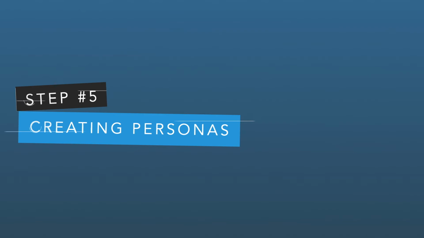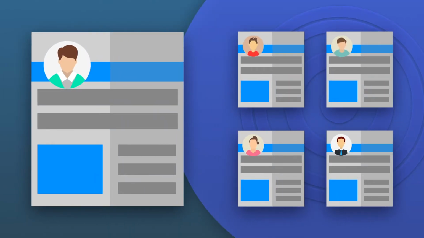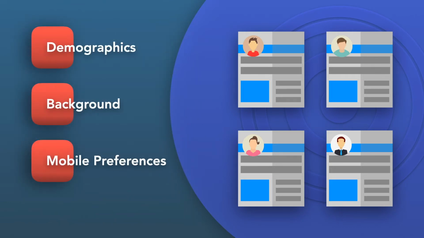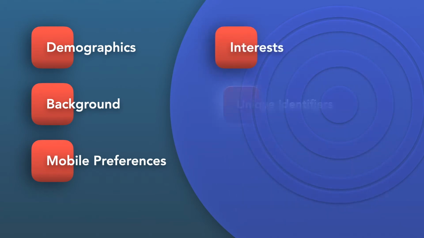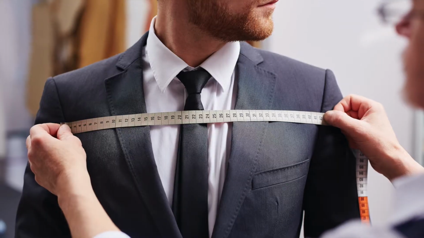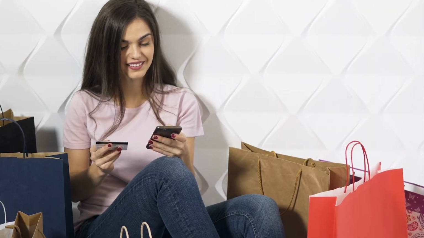What are user personas? User personas are fictitious depictions of ideal users. User personas include demographics, background, mobile preferences, interest, and unique identifiers. They also emphasize their goals and challenges they are facing. User personas are at the core of a customer journey design and they help you tailor every aspect of your mobile product to each of your users' preferences and needs.